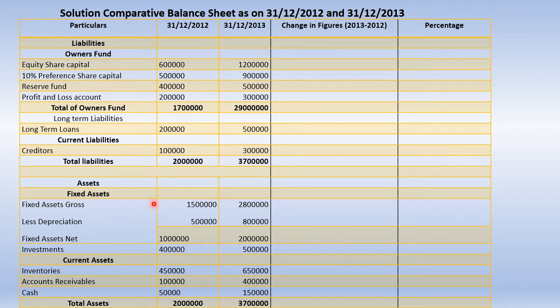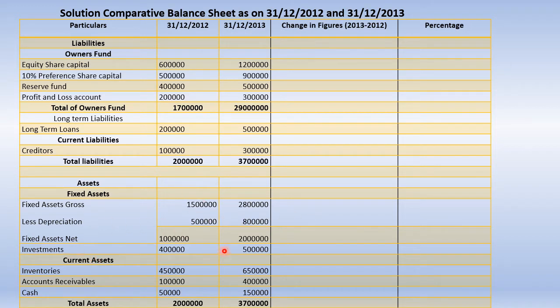Under fixed assets, as I told you in the previous session, you have to concentrate on this one. Here fixed assets gross is given, that is 15 lakh and 28 lakh for 2012 and 2013 respectively, and there is also depreciation of 5 lakh and 8 lakh rupees. What you have to do is take only the fixed assets net value, that is 15 lakh minus 5 lakh, which is 10 lakh for 2012, and 28 lakh minus 8 lakh, which is 20 lakh for 2013. You need not do any calculation for this here. That will come in the next solution part.